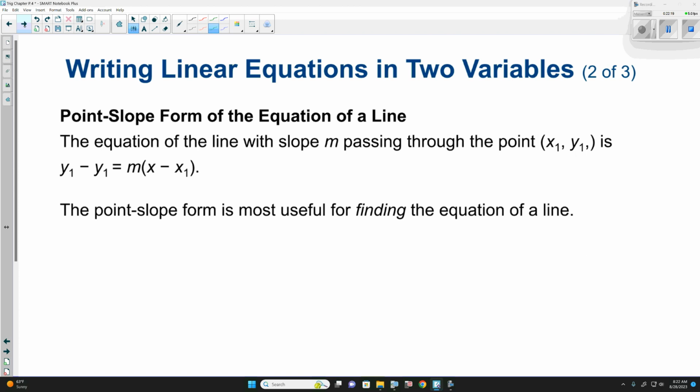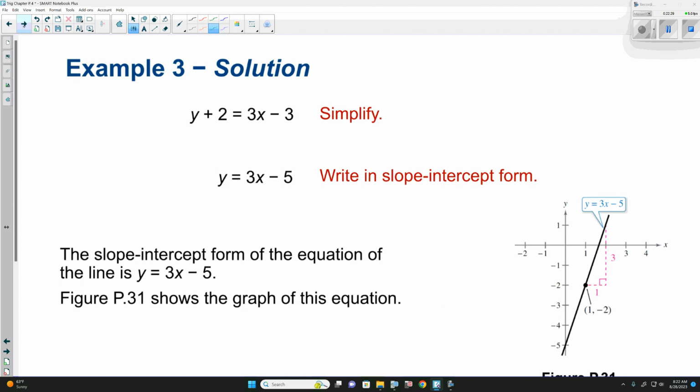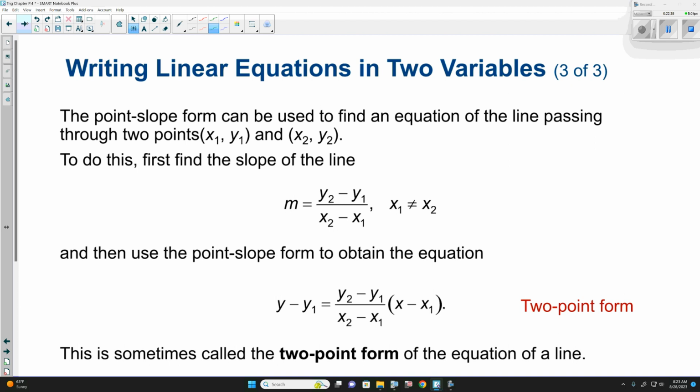Given a point, find an equation of a line. If we're given a point and the slope, we can plug the point and the slope in, and then simplify down to y equals mx plus b, and we have the equation of the line. And that's it. Now, I'm going to stop here. So we'll finish this up tomorrow.